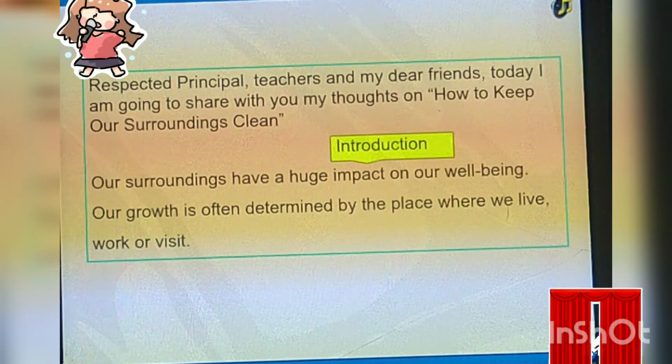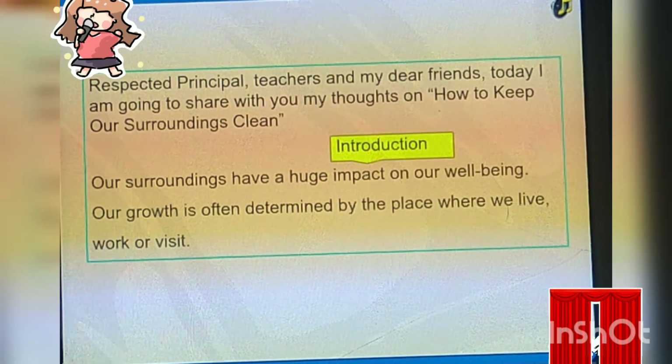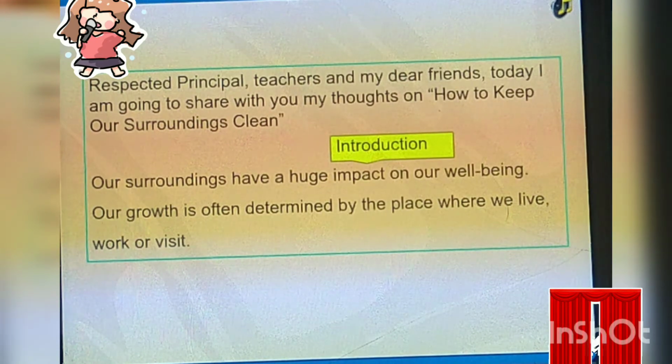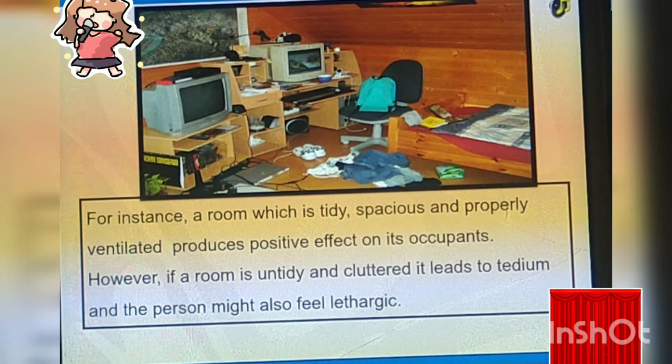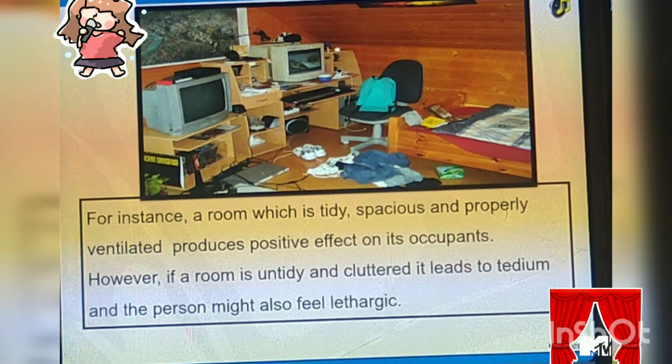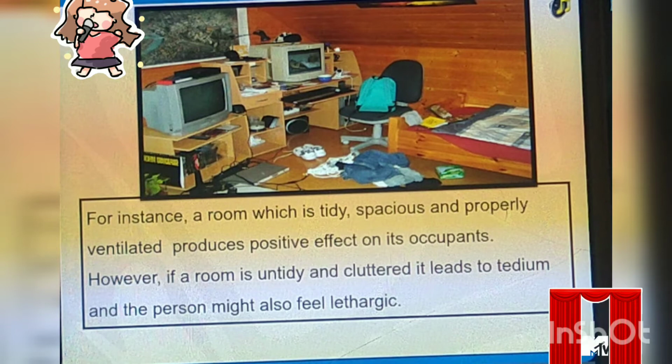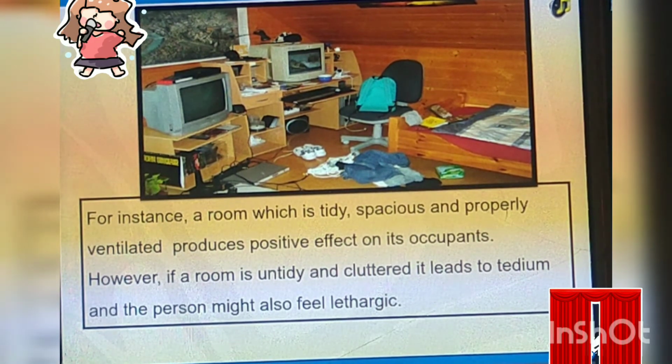Our surroundings have a huge impact on our well-being. Our growth is often determined by the place where we live, work, or visit. For instance, a room which is tidy, spacious, and properly ventilated produces positive effect on its occupants. Occupants, those who live there. However, if a room is untidy and cluttered, it leads to tedium and the person might feel lethargic, means dull and lazy. That is lethargic.